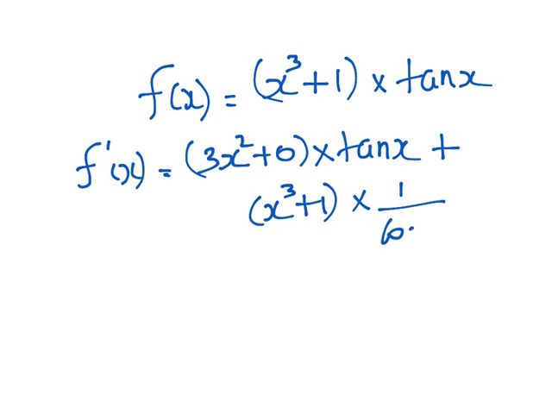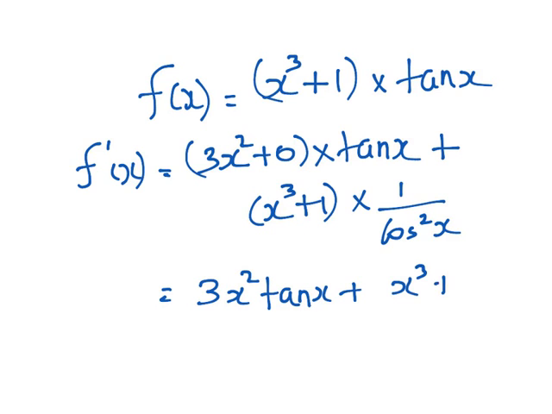Cos squared x. Okay, so the final answer is 3x squared tan x plus x cube plus 1 divided by cos squared x. That's all. So I hope the product rule is clear for you.